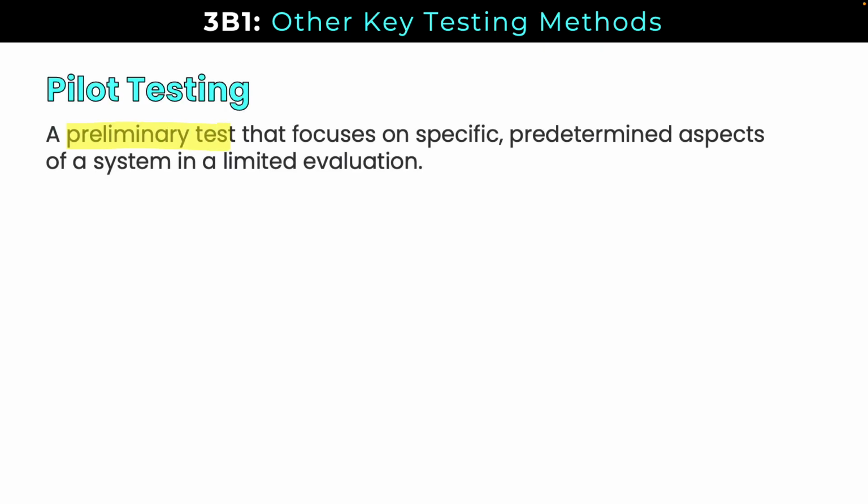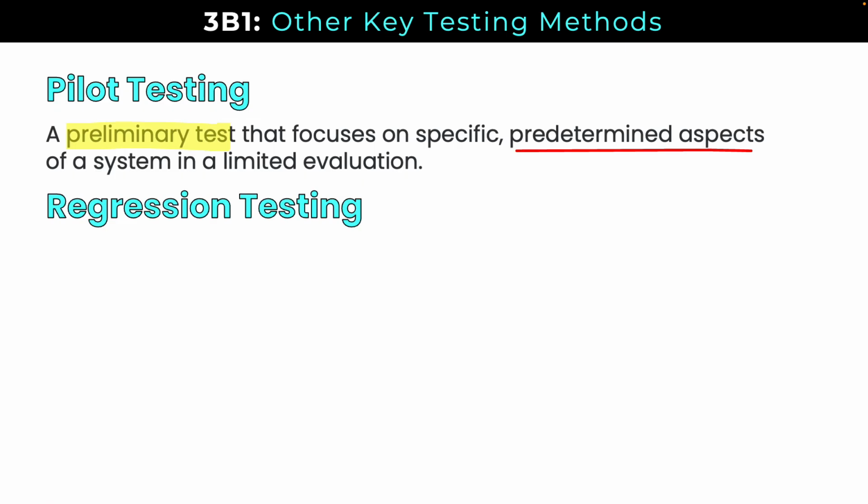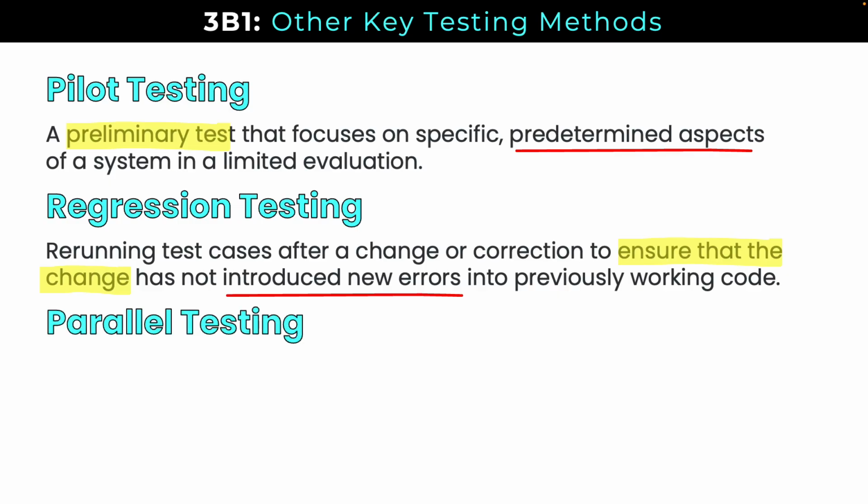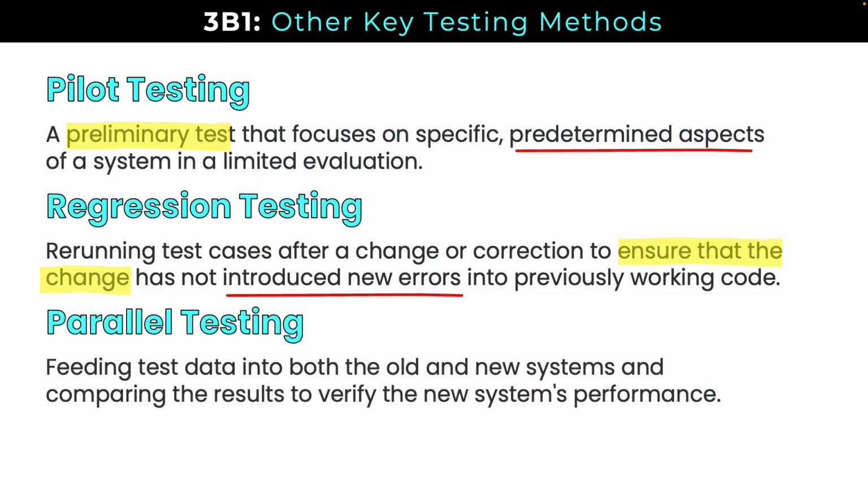There's pilot testing, which is a preliminary test that focuses on specific predetermined aspects of a system in a limited evaluation. Regression testing, which is a rerunning of test cases after a change or a correction to ensure that the change has not introduced new errors into previously working code. And then parallel testing. So this is feeding test data into both the old and new systems and comparing the results to verify the new system's performance.